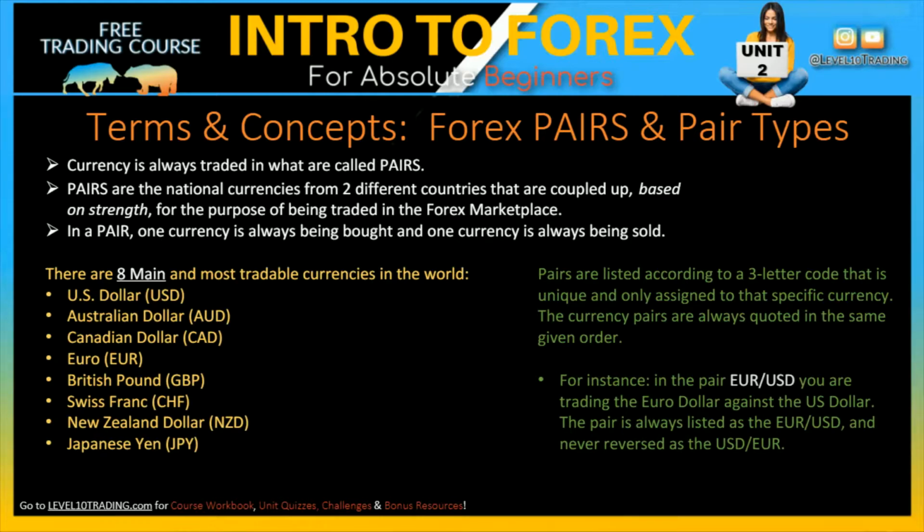Pairs are the national currencies from two different countries that are coupled up for the purpose of being traded in the Forex marketplace. In a pair, listen, one currency is always being bought and one currency is always being sold. You remember back in Unit 1 that my example of traveling from the United States, which the national currency is the US dollar, to Japan, where the national currency is the yen, that you would have to exchange one currency for another. In a pair, one currency is always being bought and one currency is always being sold.